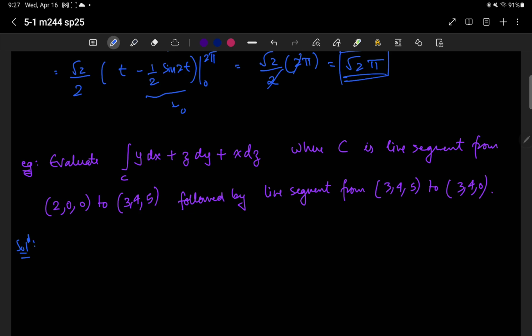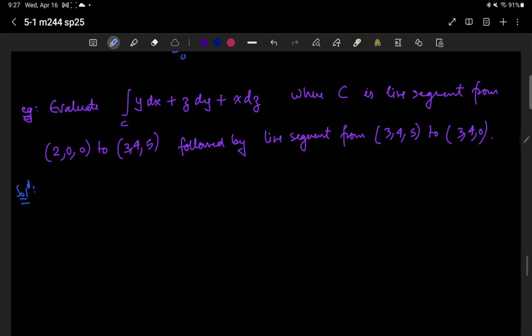Now, similar to two dimensions, C can be a combination or a union of a bunch of smooth curves, in which case we just find the values for each constituent curve and add them up. So C is a line segment from (2, 0, 0) to (3, 4, 5), followed by a line segment from (3, 4, 5) to (3, 4, 0).